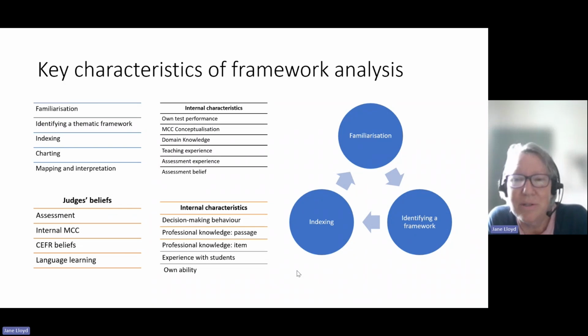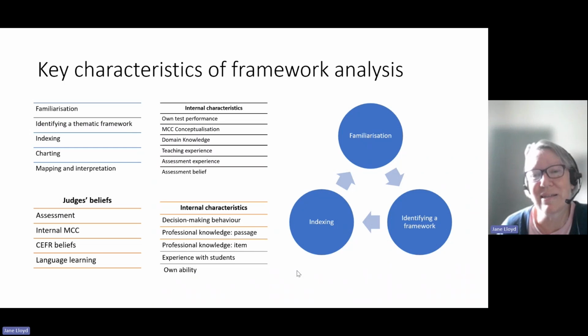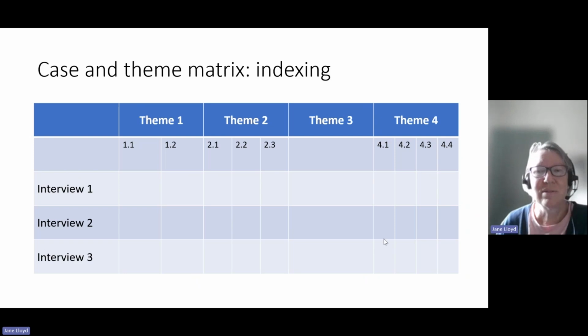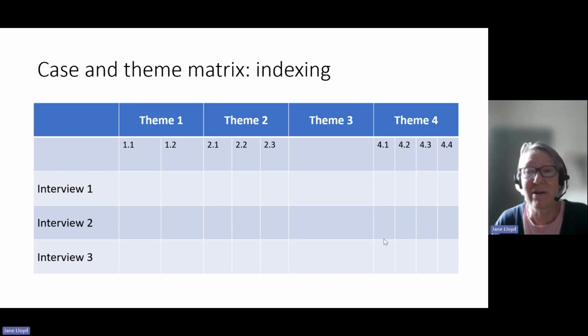If you look at the blue chart again on the left, you'll see that the next stage in this process is indexing. So I'll show you what that looks like in practice. So the thematic framework is refined after the initial indexing because categories might need to be added, split, combined or deleted, as I just illustrated. This is an example showing 4 themes and sub-themes. It's just an example. In my data, I have 6 themes.